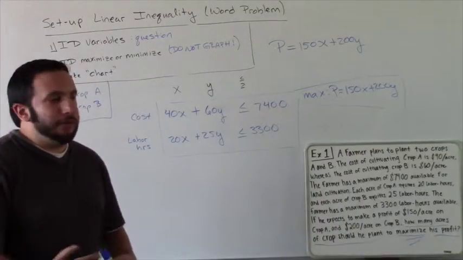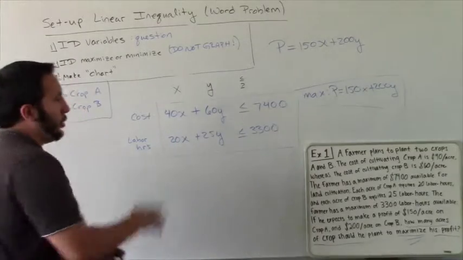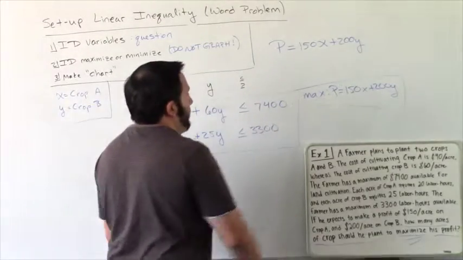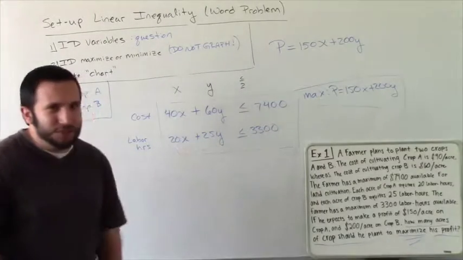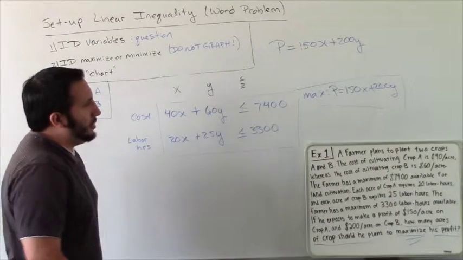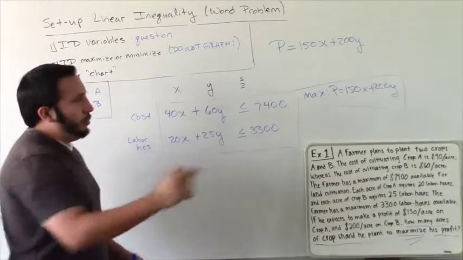And then in the video after that, we're just going to put everything together. We're going to start with the word problem, set up our inequalities, find out what I'm maximizing, graph my inequalities, find my feasible region, find my corner points, and then answer the question. Alright, so go ahead, join us in the next video, and we'll solve a problem like this, and then we'll put it all together at the end.